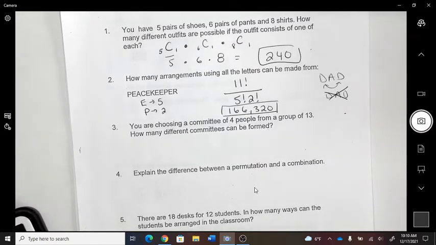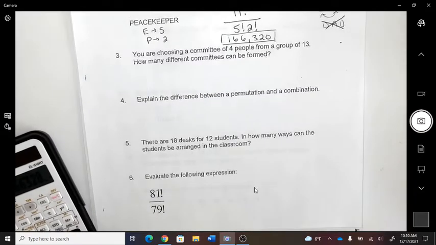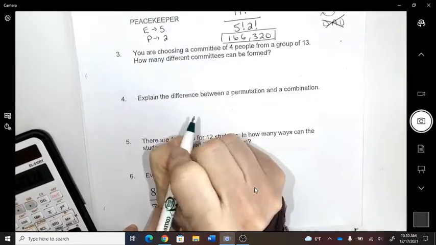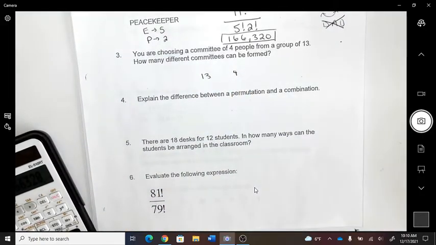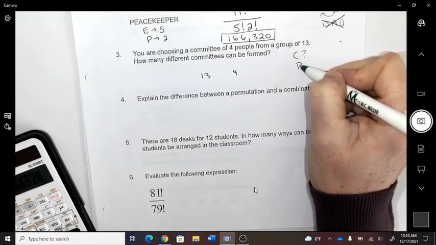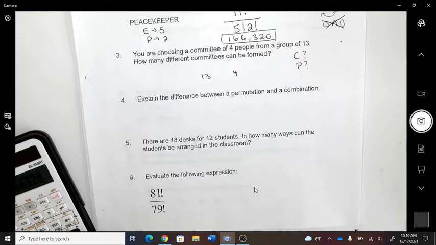Okay, number 3, you're choosing a committee of 4 people from a group of 13. How many committees could you form? So I'm going to do a 13 and a 4, and then you have to think about which letter you want to put in there. So is it a C or is it a P? How do I know? So I'm asking you, do you care about the order of these people? Or do you just care about the groupings, the different groupings? The answer would be a C.